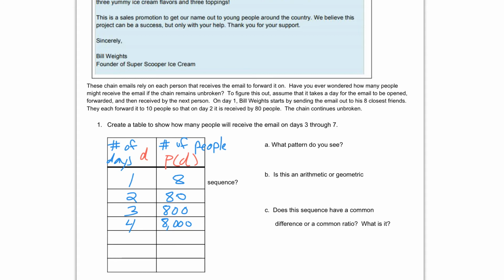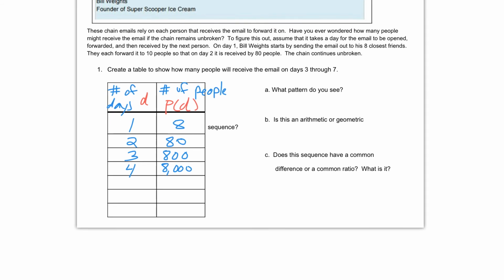And then for day 5, we can take 8,000 and multiply by 10, which would give us 80,000. On day 6, multiply that by 10 again, we get 800,000. And then on day 7, multiply by 10 again, we get 8 million.